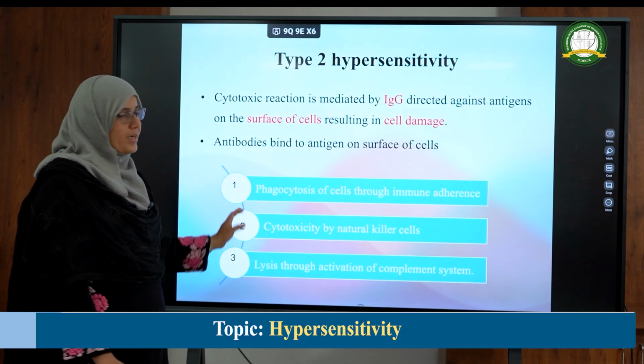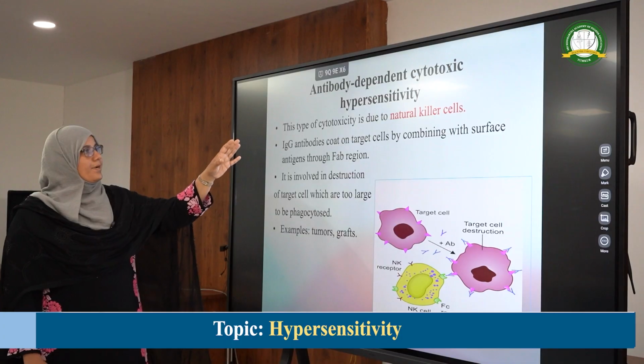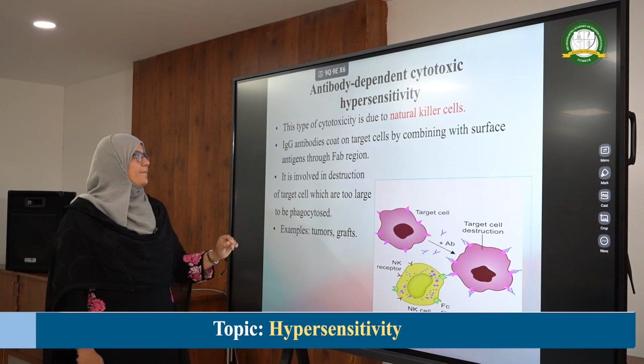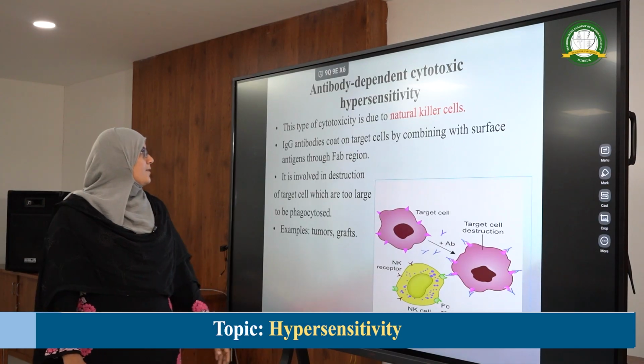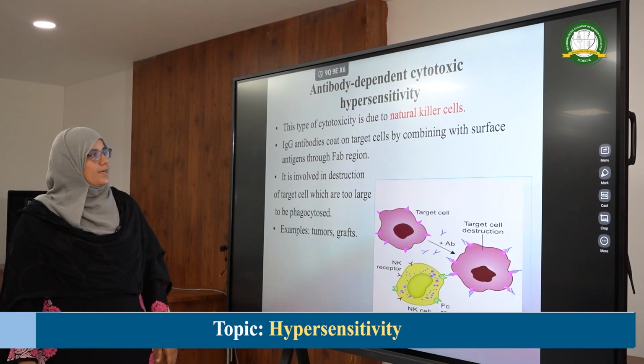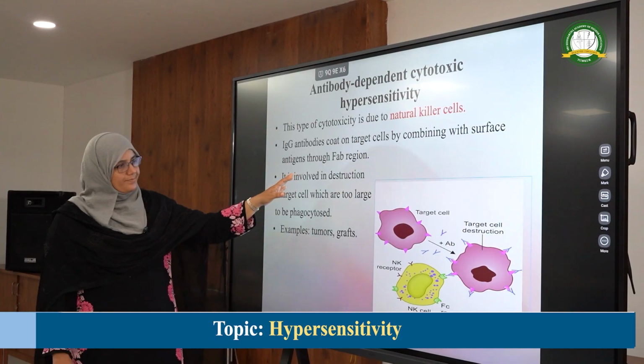Phagocytosis of the cells through immune adherence, cytotoxicity by natural killer cells, lysis through activation of the complement system. So this is antibody dependent cell damage, antibody dependent cytotoxic hypersensitivity. This type of cytotoxicity is due to natural killer cells here. IgG antibodies coat the target cells by combining with the surface antigen through the Fab region.